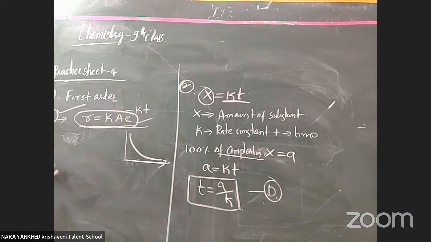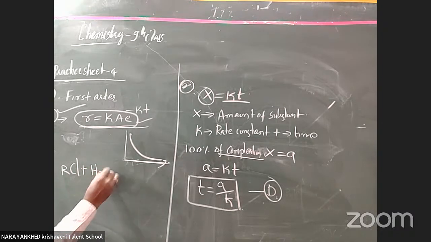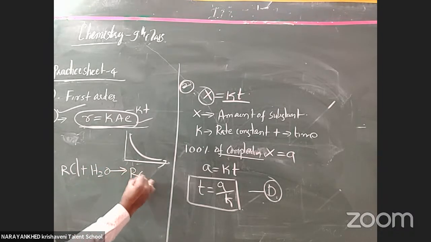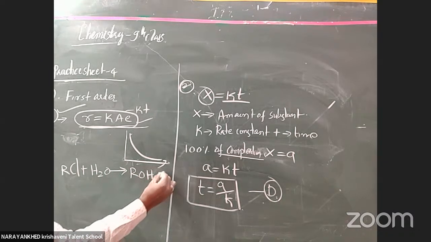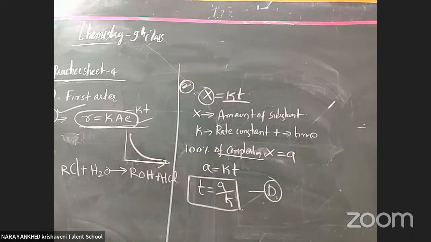Next, fourth question. What they have given is RCl plus H2O gives rise to ROH plus HCl. Okay, this is the reaction they have given. The following things: molecularity and order of the reaction both are 2. Is it correct? No. Okay, clear or not? The molecularity how much? 2. Now clear or not, all the students?